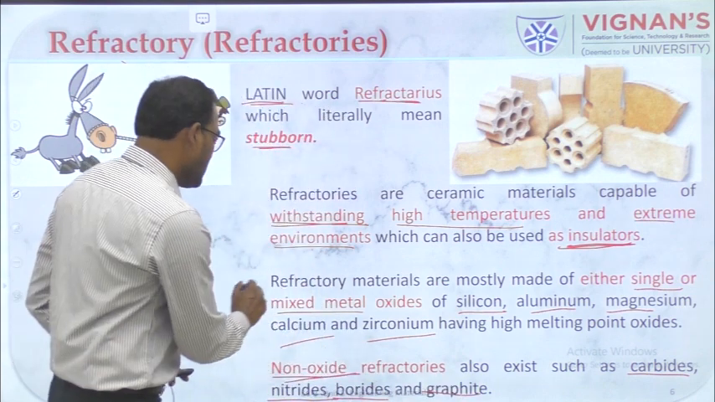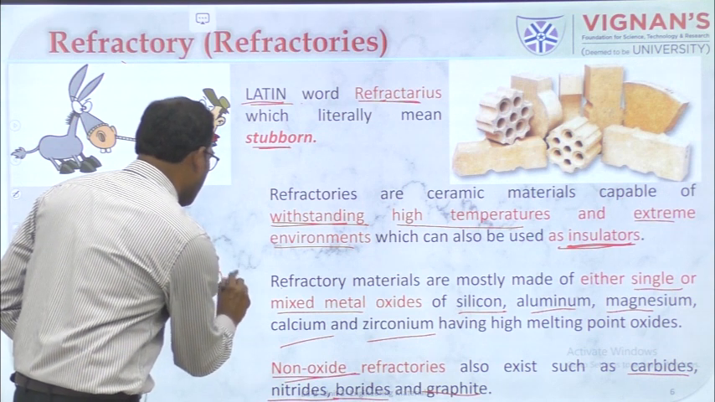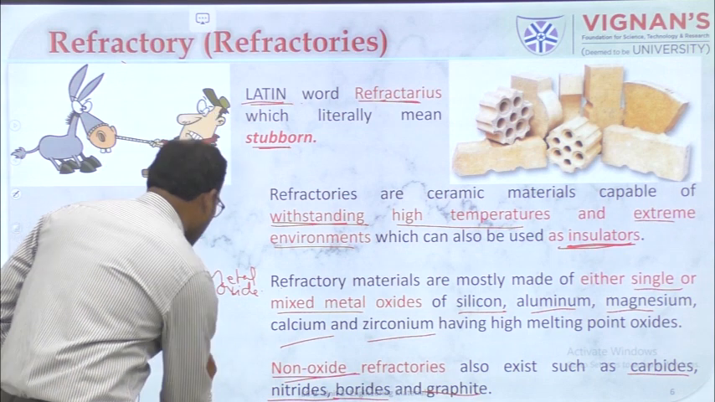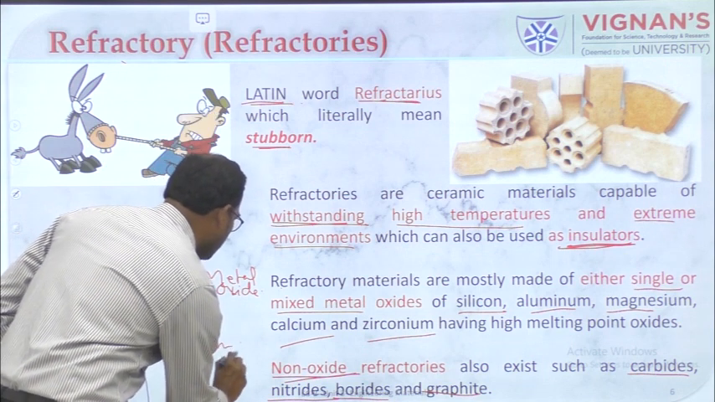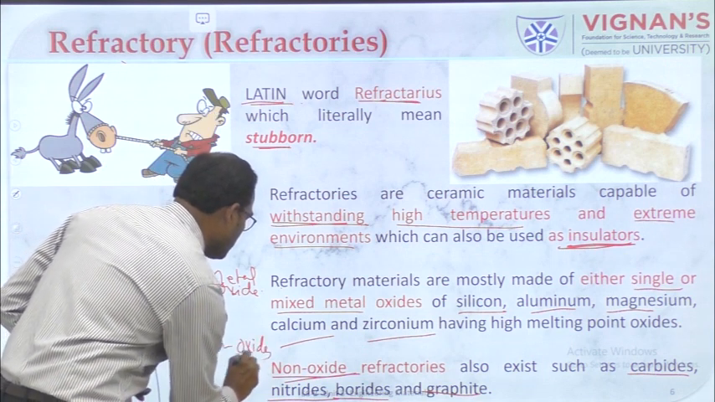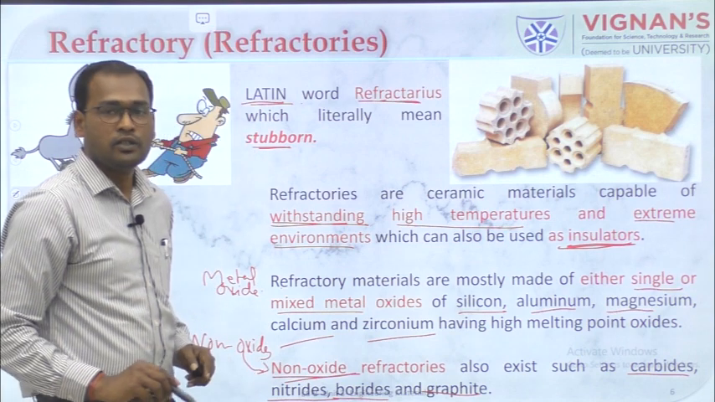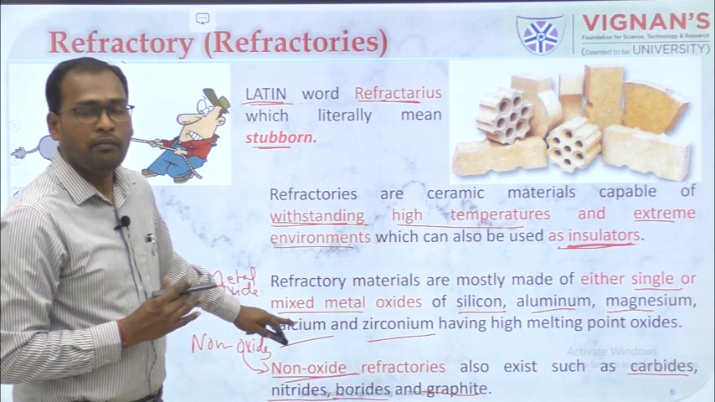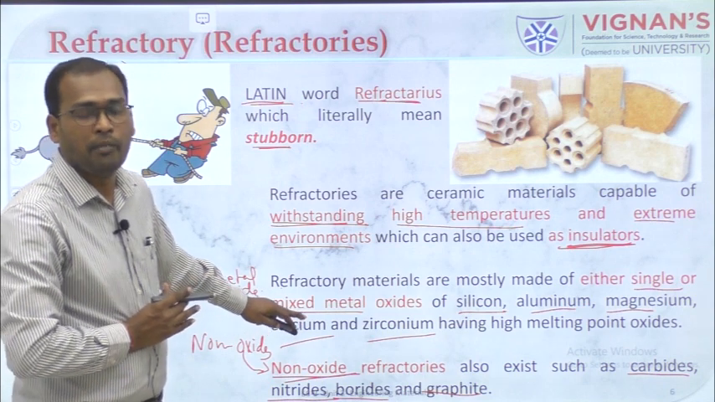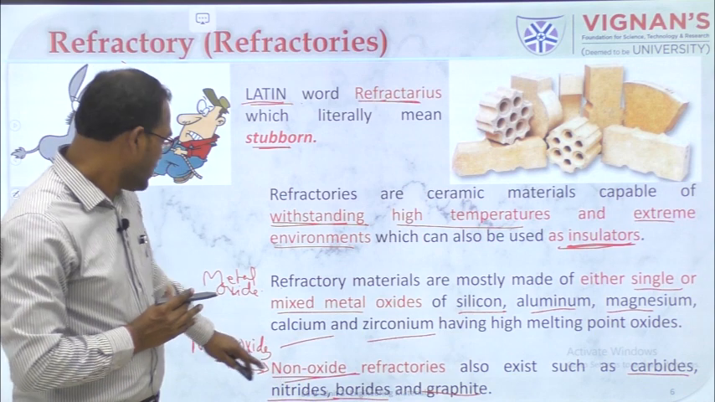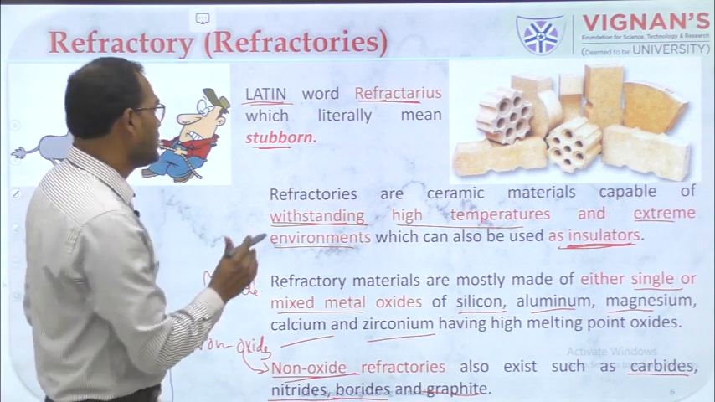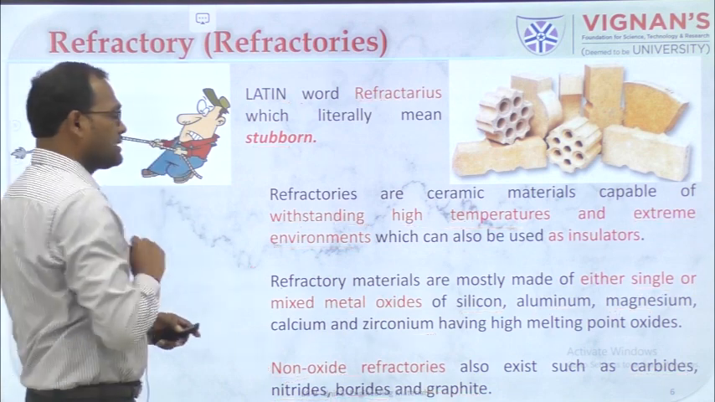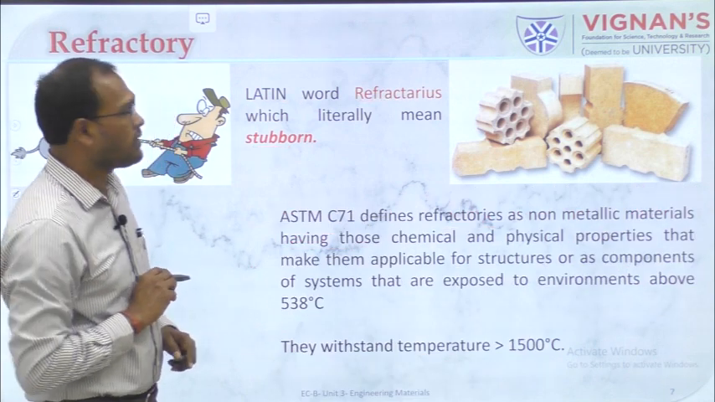So this is metal oxide, and these are non-oxides. So ceramic materials we can classify like this also: ceramics which are made of metal oxides, and the other one is non-oxide. This is a simple classification of ceramics. Going to the next slide.